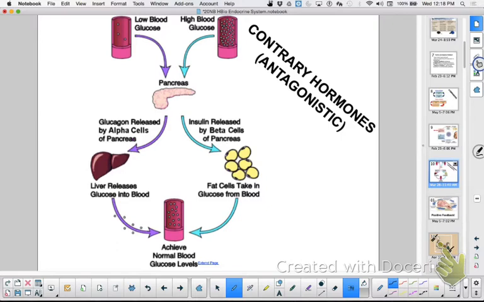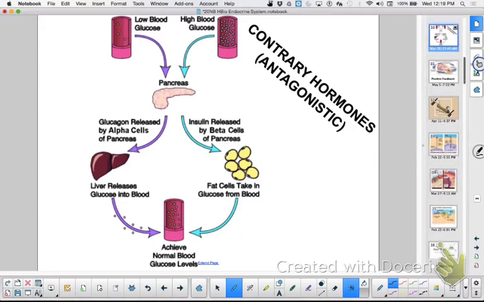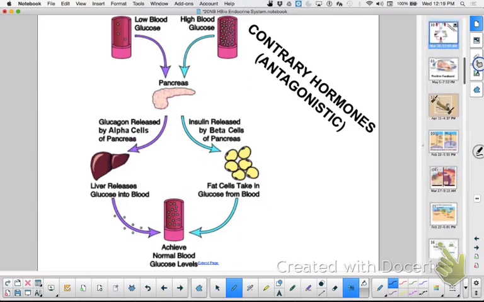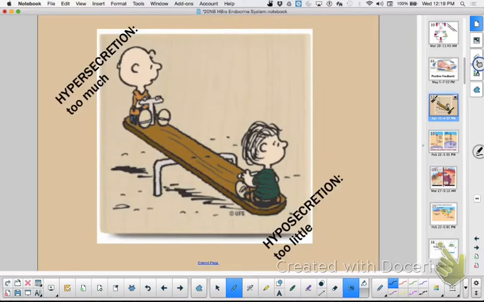glucagon, which are secreted by what? Who secretes insulin and glucagon? You know this. Pancreas. Good job. The pancreas secretes insulin and glucagon, which keeps your blood sugar just right. Now, what happens if you secrete too much of something? What is that called? Hypersecretion. Yeah, and too little is hyposecretion.